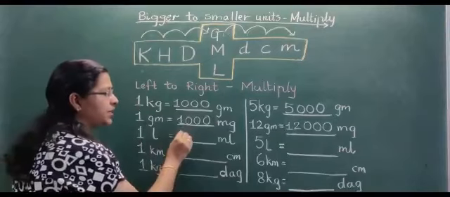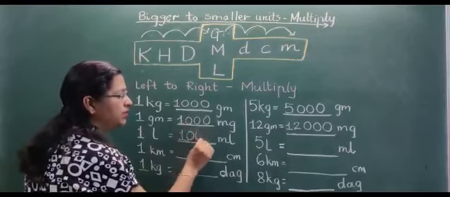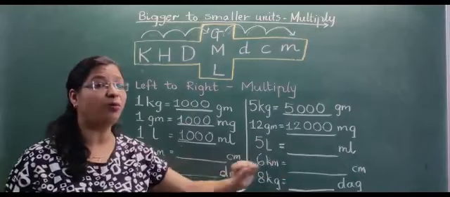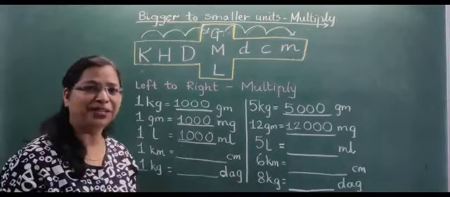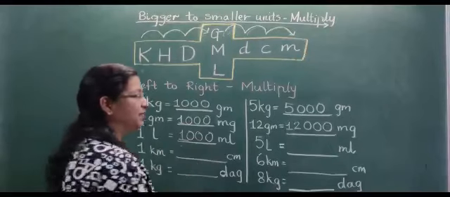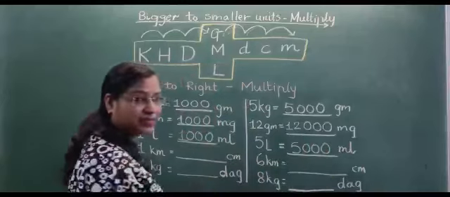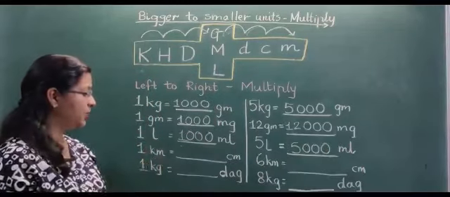So 1 liter is equal to 1000 milliliters. So 5 liters is how many milliliters? Simple, multiplied by 1000. So 5000 milliliters, right? Now see the next one.